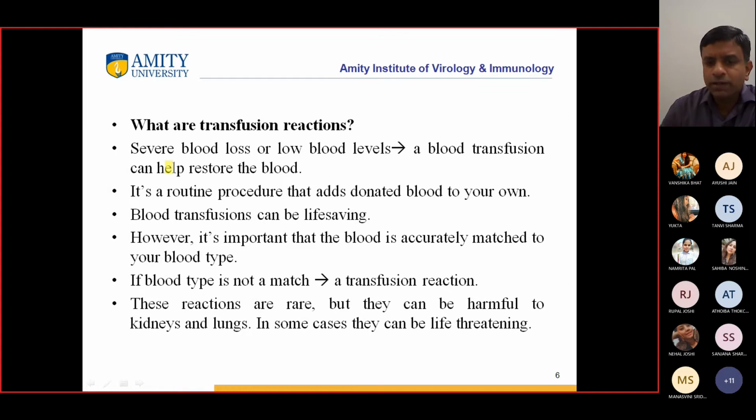So what are transfusion reactions? Sometimes there is severe blood loss or low blood levels. In patients, suppose someone has an accident and there is a lot of blood loss. And in some conditions there are very low blood levels after some disease like cancer.